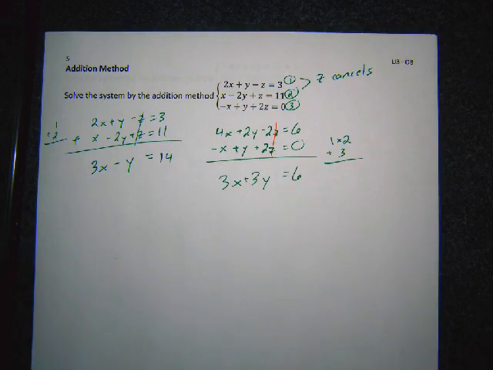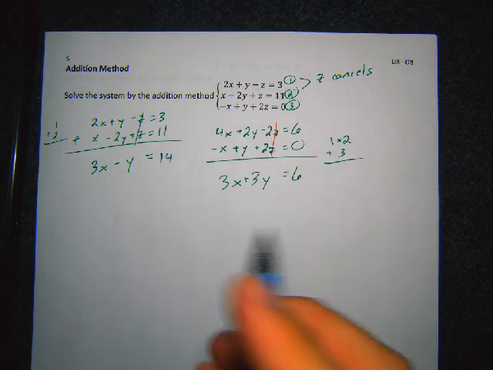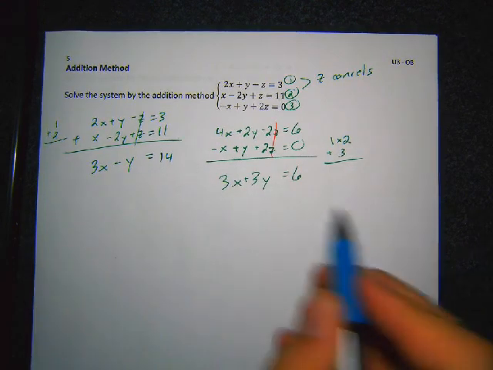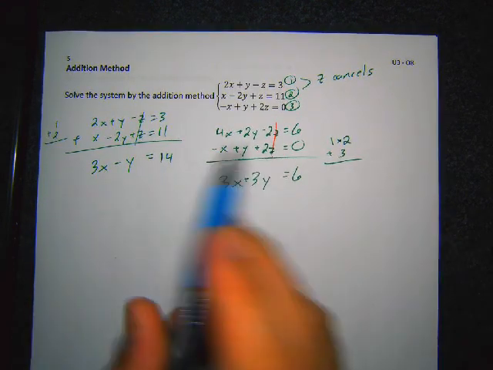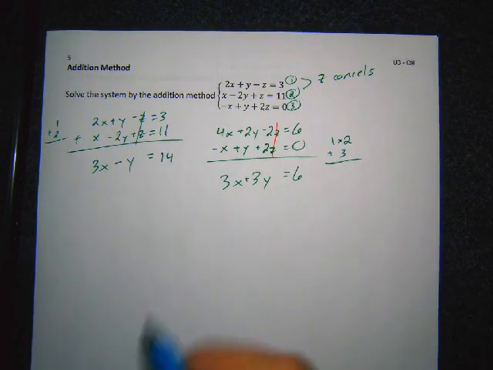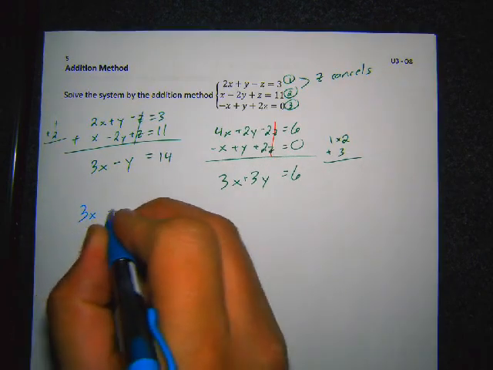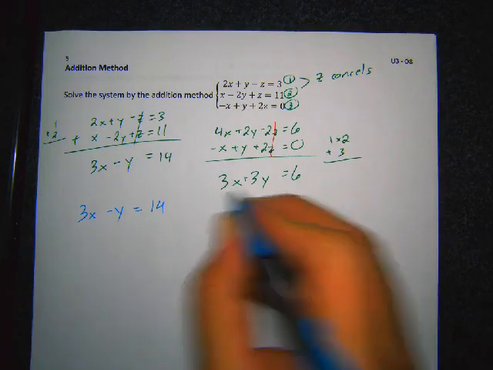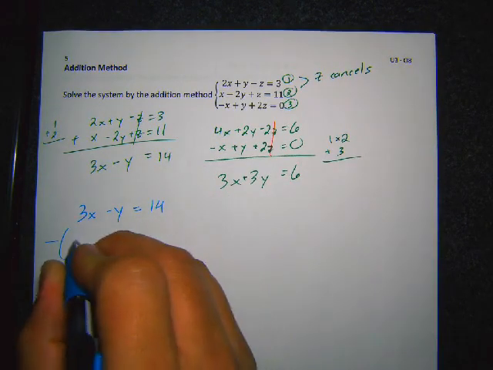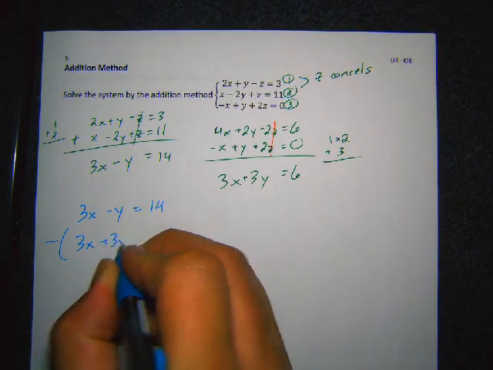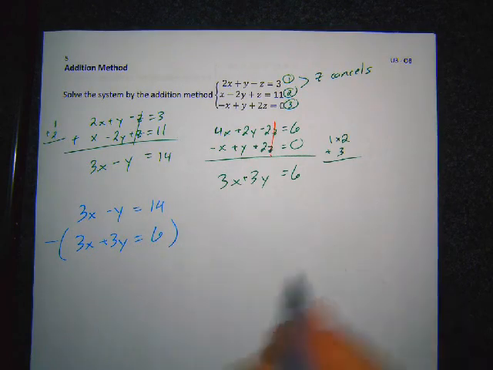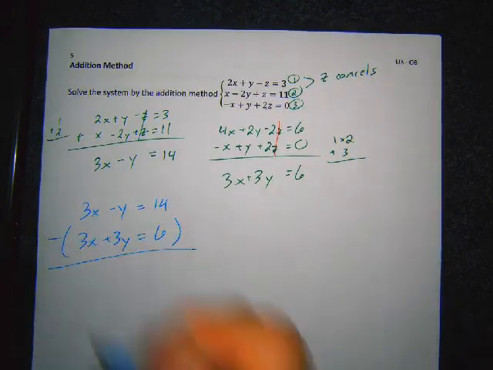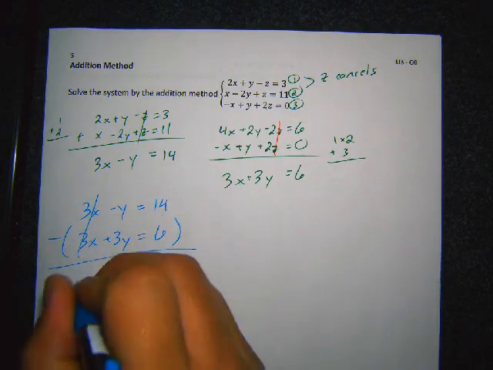So I think what I'll do on this one is I'll do the elimination or addition method again. I'm going to add these together, but I'm going to subtract these, because if I subtract, the x's will cancel. So I'm going to take the 3x minus y equals 14. I'm going to subtract the other one. So I'm going to subtract the 3x plus 3y equals 6. So by subtracting them, these x's cancel. So I get those to go away.